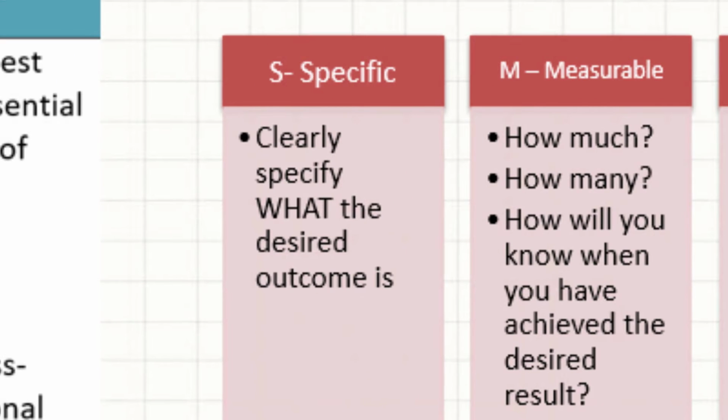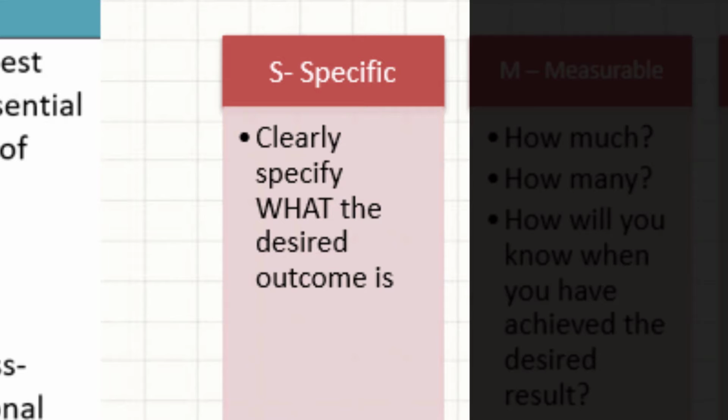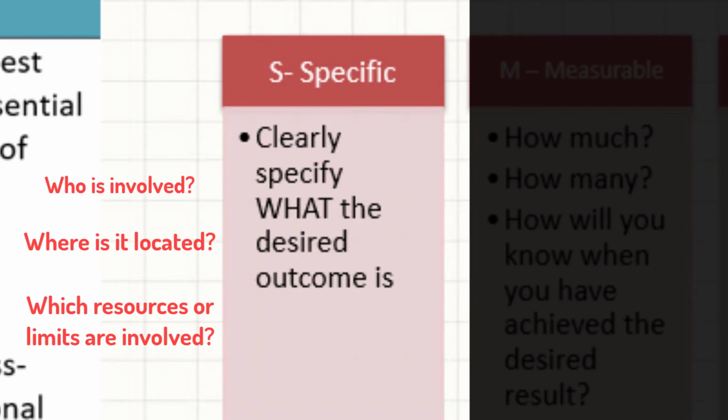S stands for specific, so your goal should be clear, specific, otherwise you won't be able to focus your efforts or truly be motivated to achieve it. So when drafting your goal, try to answer these 5 W questions. One, what do I want to accomplish? Why is the goal important? Who's involved? Where is it located? Which resources or limits are involved?